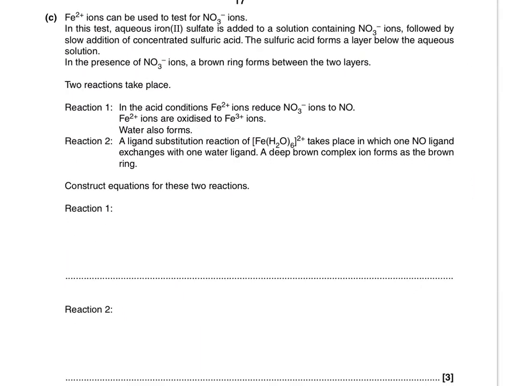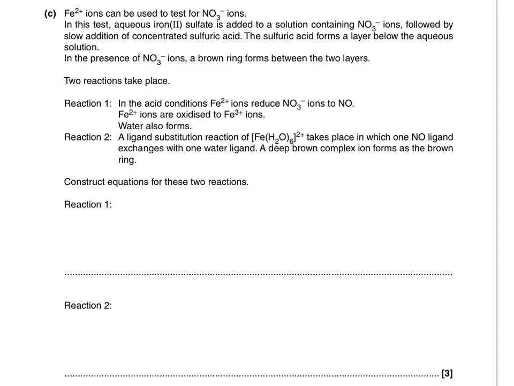So the next part of the question, I think actually this is the last part of the test. It's almost there, isn't it? Yeah. So let's have a look at how we read this question. In acid conditions, that H+ is a reactant, Fe2+ ions reduce NO3- to NO, and Fe2+ ions are oxidized to Fe3+ ions.